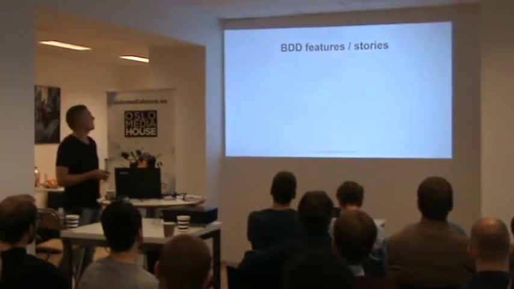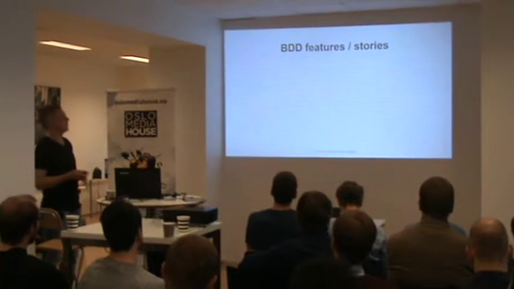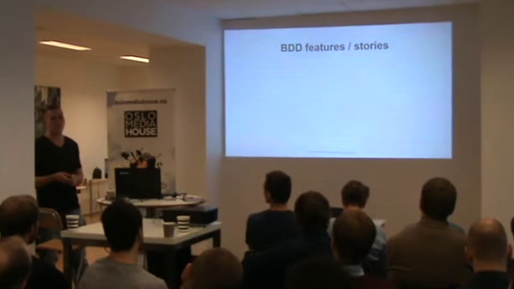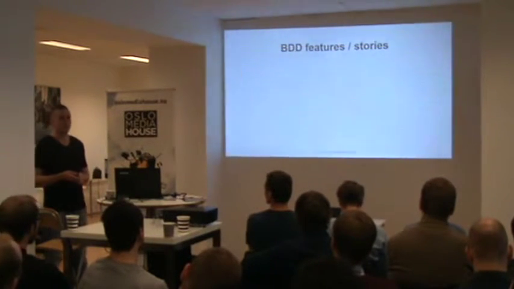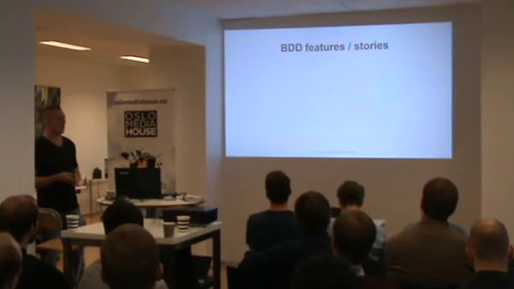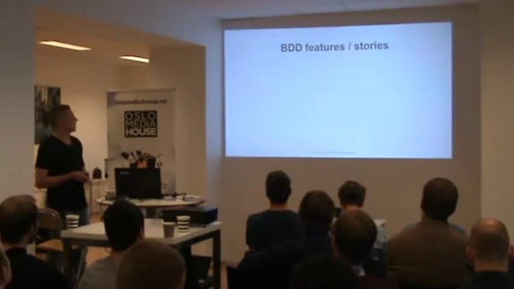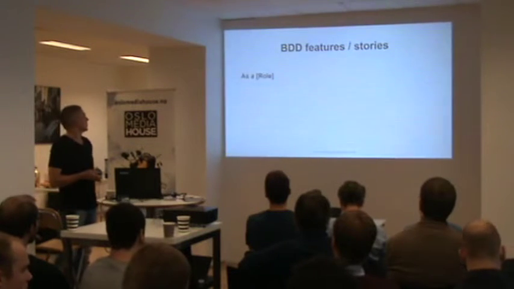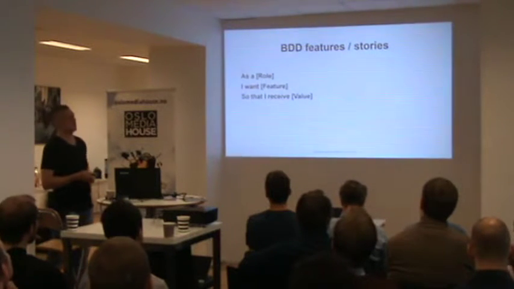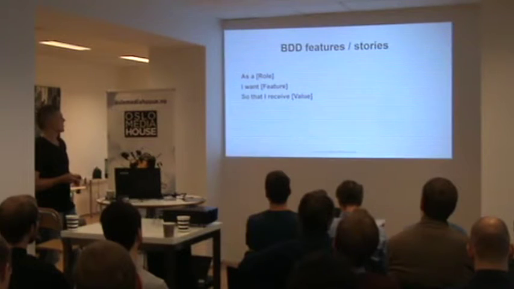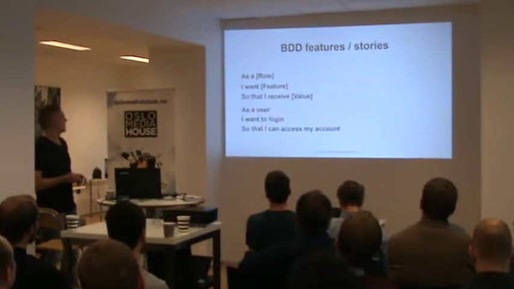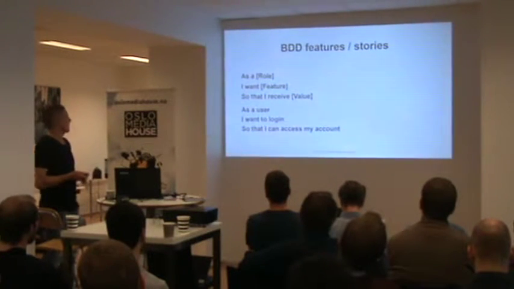So very quickly, some examples of BDD. This is actually very easy. If you have worked on projects where you use Scrum or Kanban when you needed to write user stories, this is very similar. A feature in BDD is basically an area of functionality on your project. It starts with a story, which you must be familiar with. As a role, I want a feature so that I receive some sort of business value. A very simple example from an authentication system: for example, as a user, I want to log in so that I can access my account.